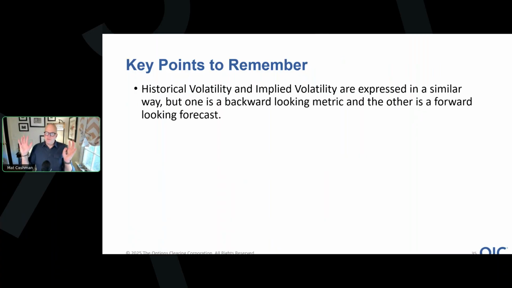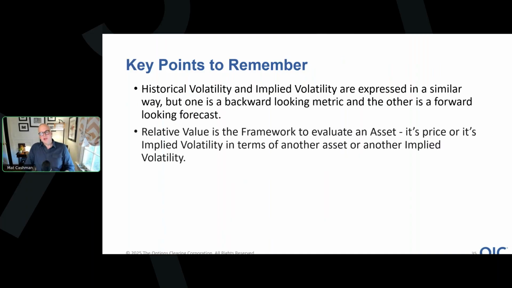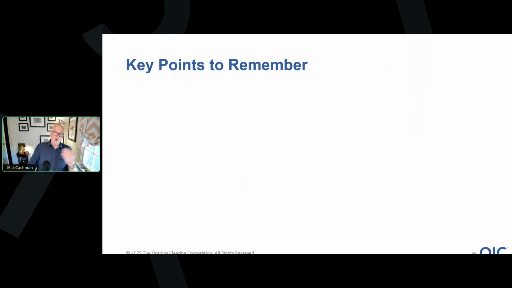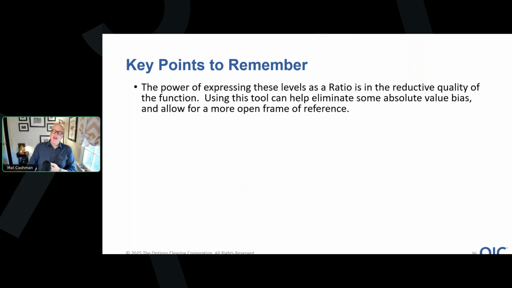Historical vol and implied vol are basically the same thing, but looking in different directions. One of them is backward, historical vol, one of them is forward, implied vol, and relative value is really the way that you put those two things together and think about them. These ratios can be used as a reference of how things have been moving over time and how much of that is forecasted in the future. And the power here is the simplicity of the ratio.